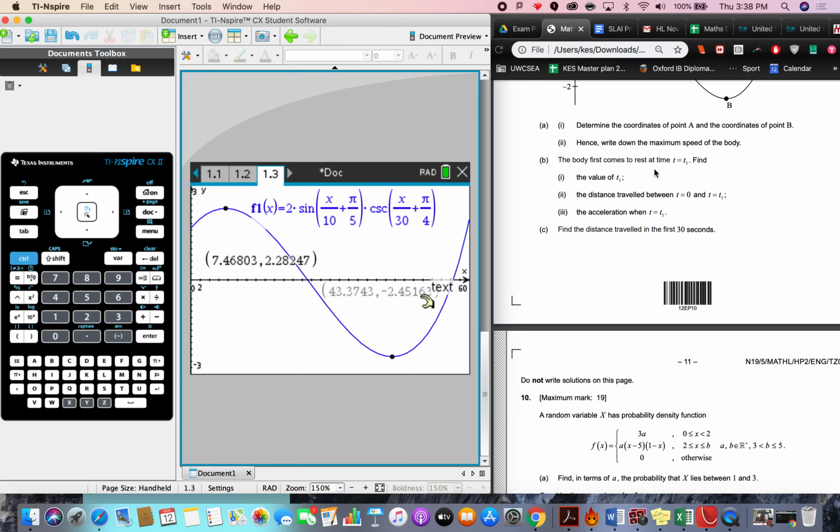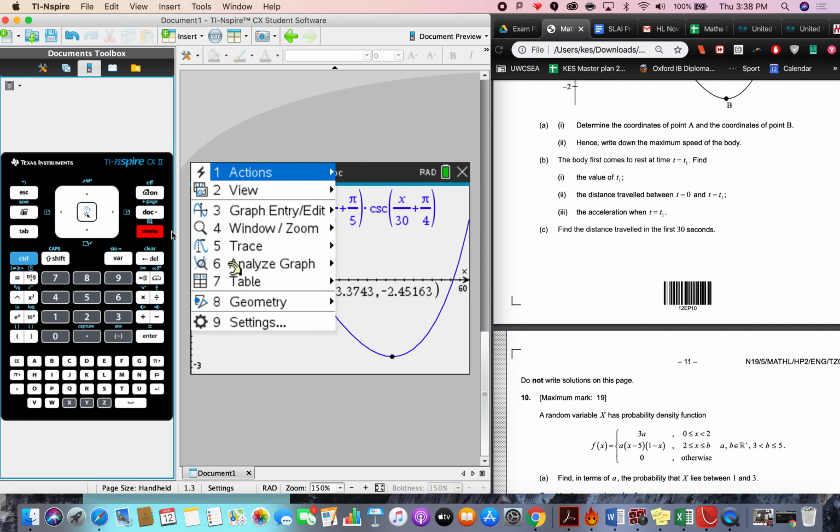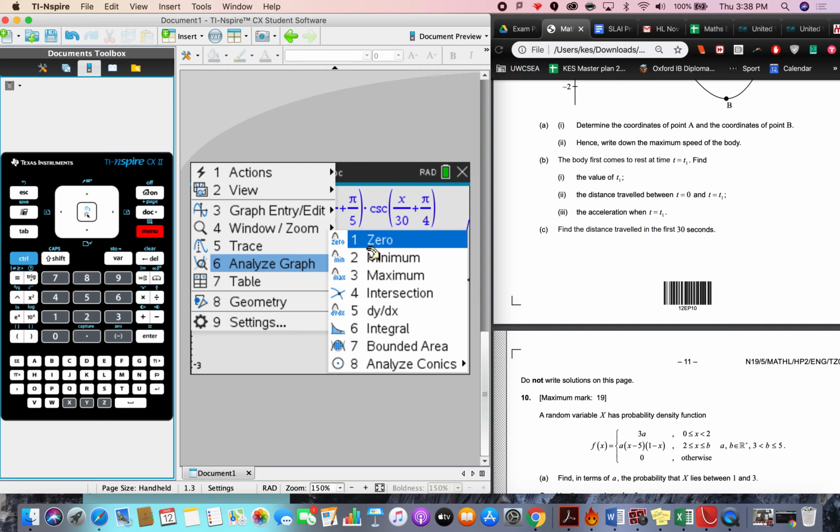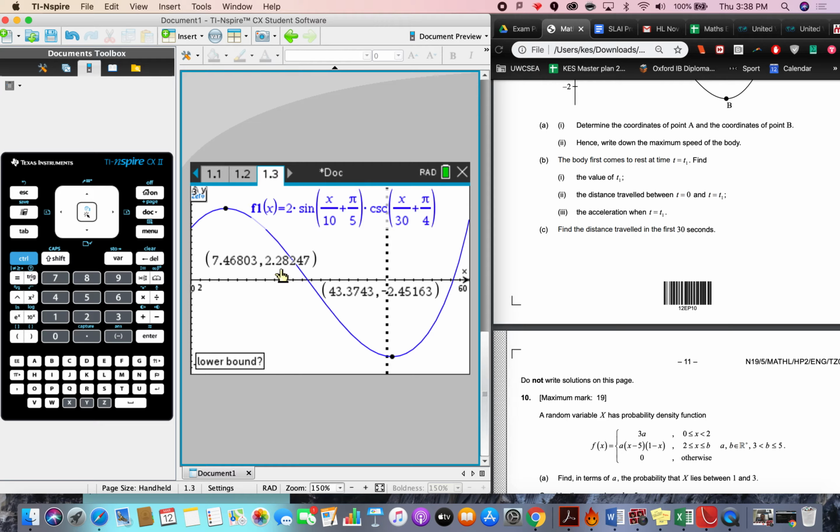The body first comes to rest at time t equals t of 1. Rest, velocity is 0. Menu, analyze graph. Zeros. First comes to rest. This particular time, 3 sig fig, 25.1.